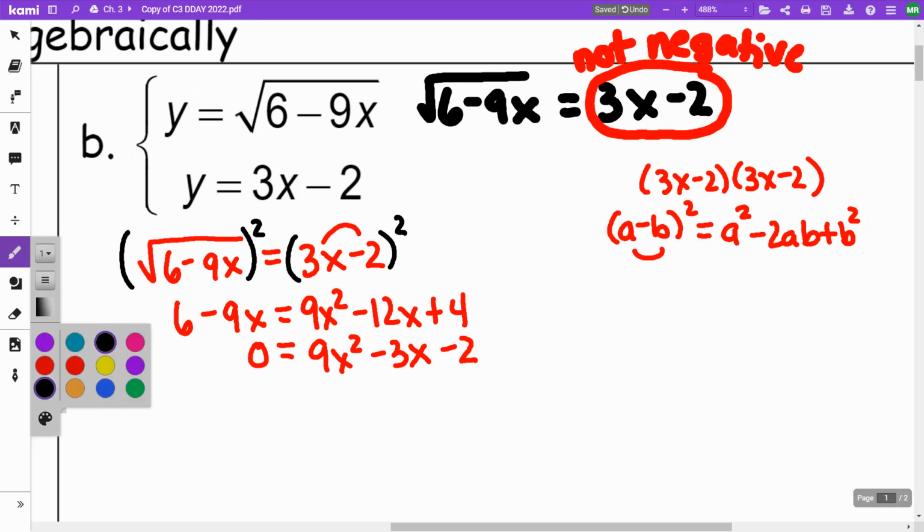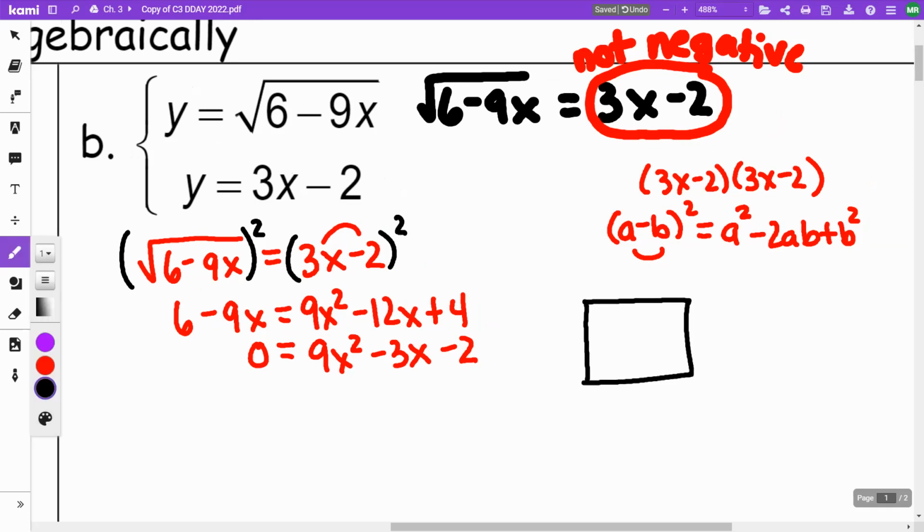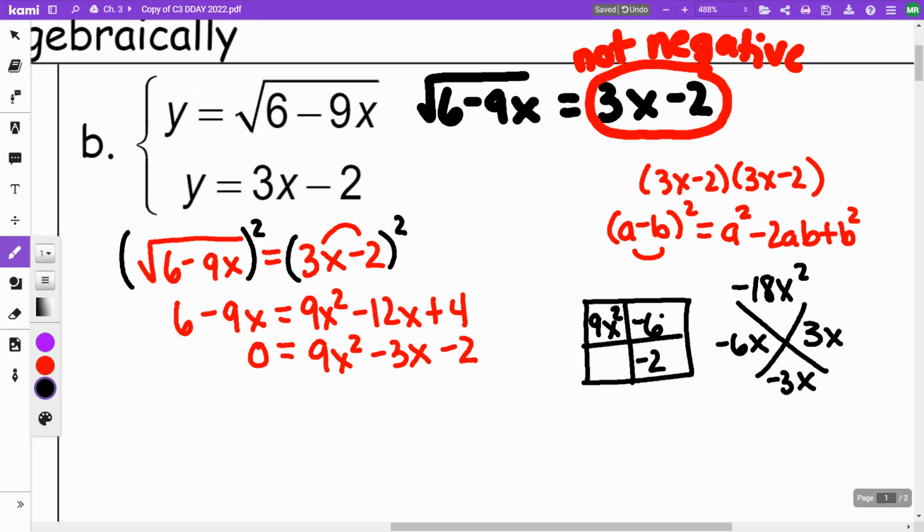Now I'm going to do factoring. So I'm going to do a box to diamond. I have a 9x squared times -2, which is -18x squared. That needs to add to -3x. So that's going to be a -6x and a positive 3x. And then to figure out what multiplies to this 9x squared, it's a 9 and a 1 or a 3 and a 3. 9 and 1 will not work because of the 6 and the 3 that are there.